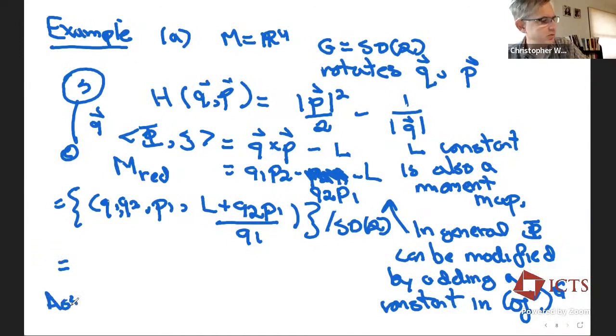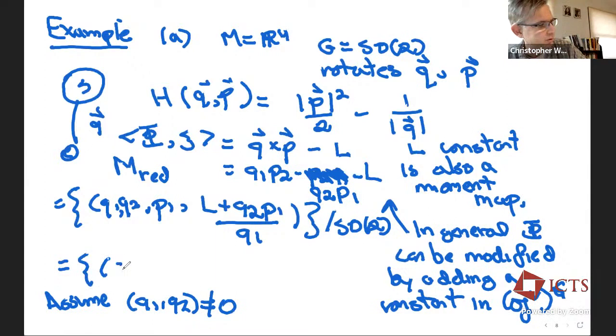Okay, well, let's assume that we're not talking about the case that the Earth and the Sun coincide, so I exclude this possibility. And then I can always rotate so that the second coordinate is 0 and the first coordinate is positive. And then this expression simplifies. If Q2 is 0, this is just L divided by Q1.